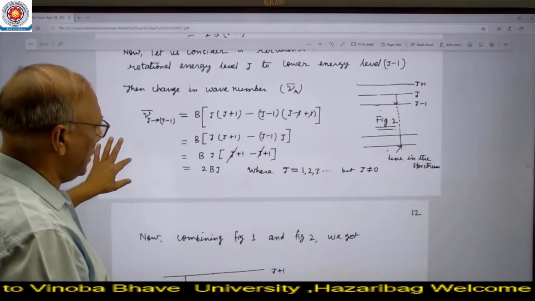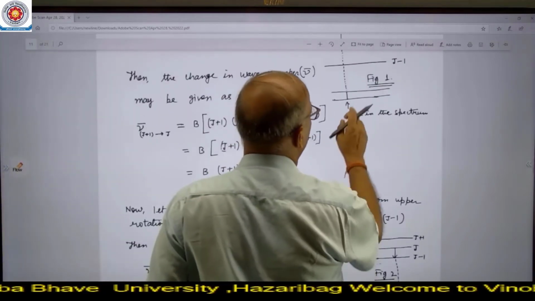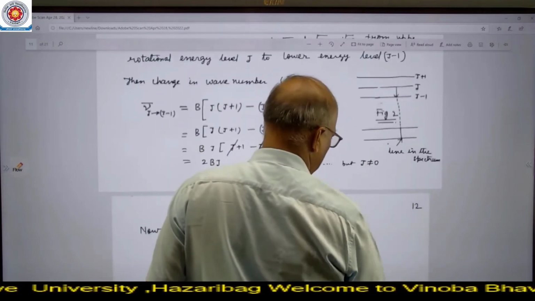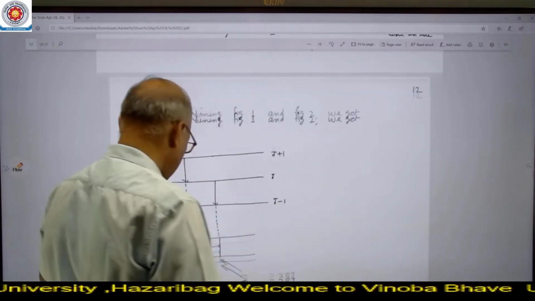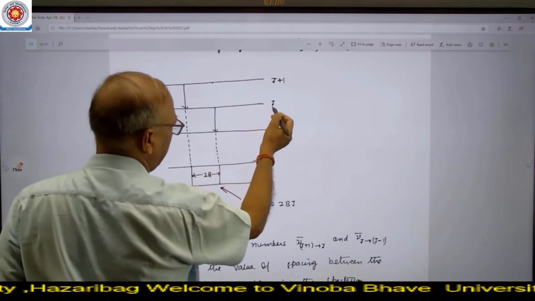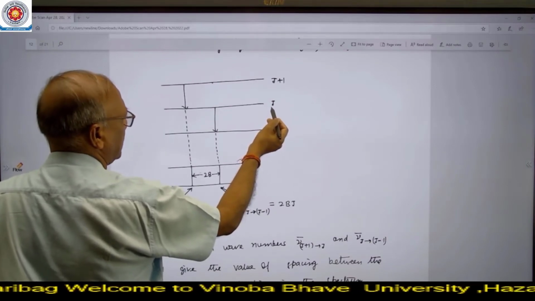Now, if we want to represent these two transitions, from figure 1 and figure 2, at the same place, then we can draw this type of figure. Again, the same figure is here. This is the rotational energy level J.